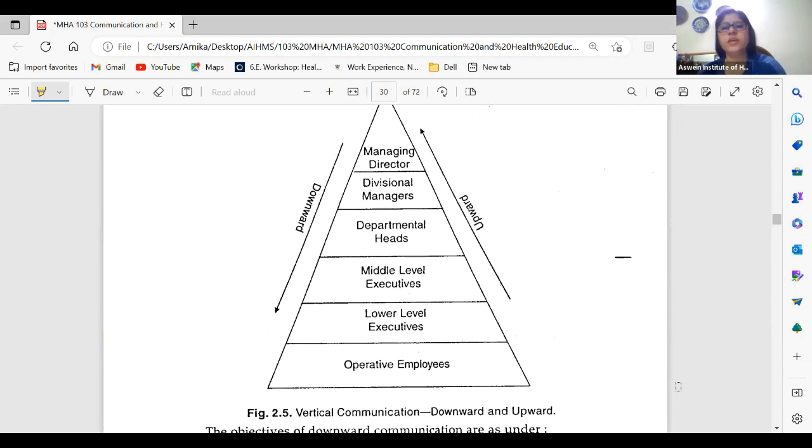Here you can see downward and upward. At the top, we have management. Then we have divisional managers, then departmental heads. The middle management is there, lower executives are there, and then there are some operative employees. So in the top to bottom approach, what is happening? Any information from operative employees can reach the MD, but there are many levels in that. Similarly, when information from top to bottom comes, it follows the same path. So there is a systematic same path of passing on information from any approach, any direction.